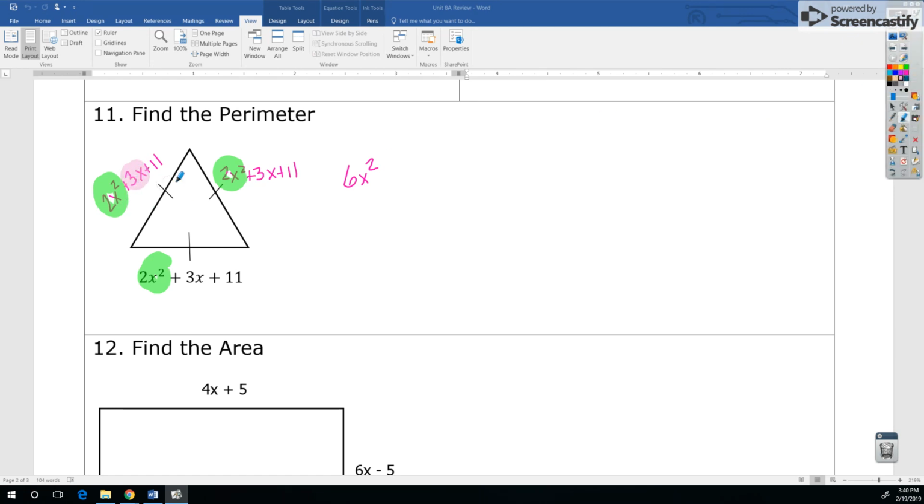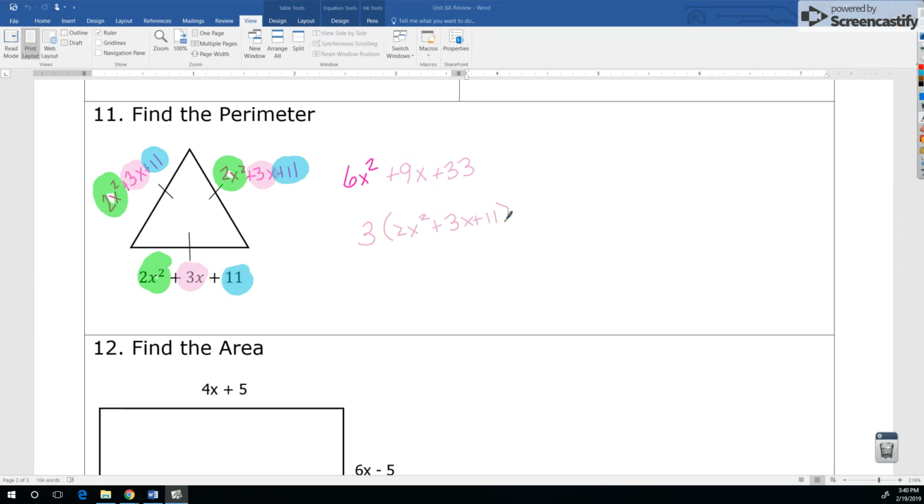Now I have 3x and 3x and 3x. That's 9x. And last, I've got 11 plus 11 plus 11. Since all three sides were the same, I actually could have done this and distributed. And I will get the exact same thing. 3 times 2x squared is 6x squared. 3 times 3x is 9x. And 3 times 11 is 33.